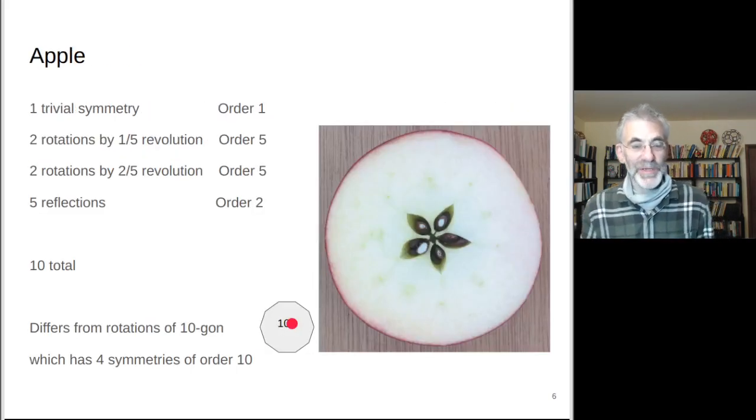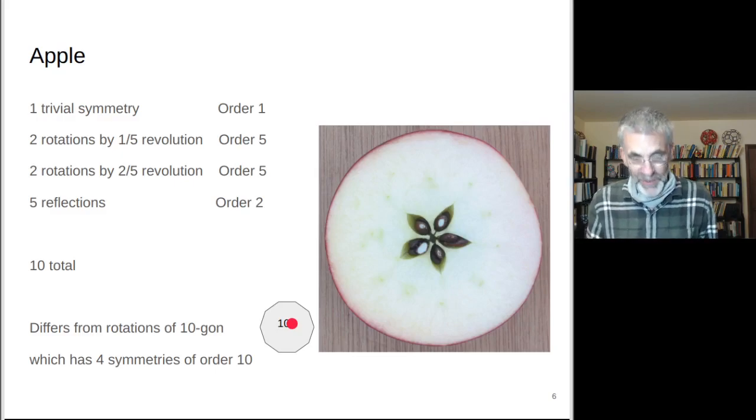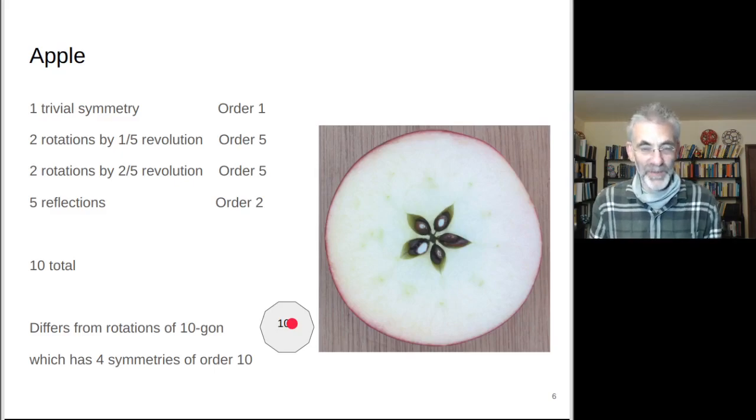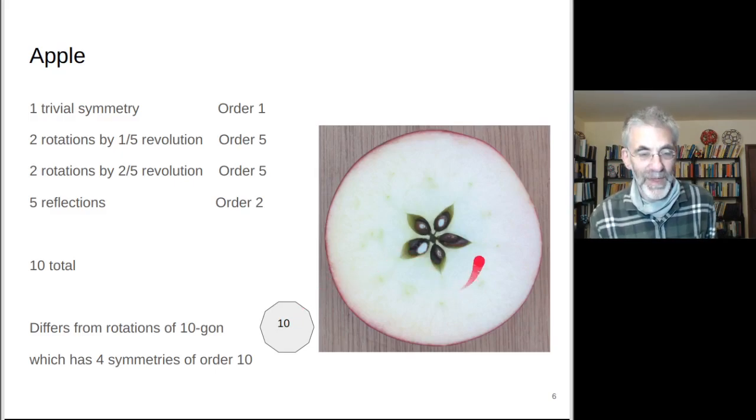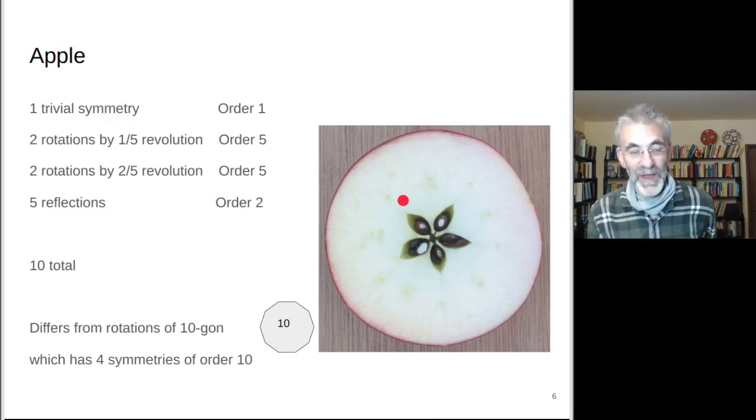A slightly more complicated question is to ask what is the symmetry group of an apple. And you might think at first that it's got an infinite number of symmetries because you can just rotate it. But if you slice through an apple, you'll find it's got this nice pentagonal arrangement of seeds in the middle. And its symmetry group is order 5 or order 10, depending on whether you allow reflections.